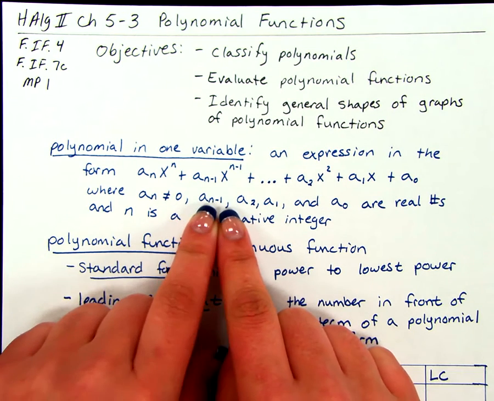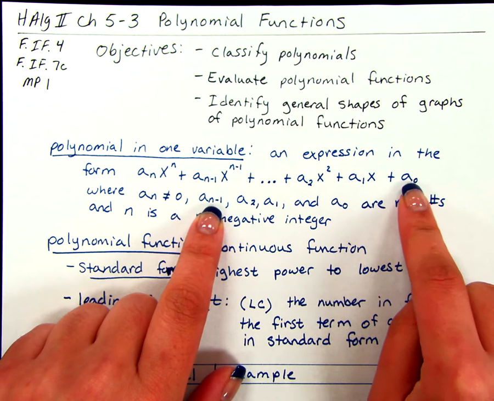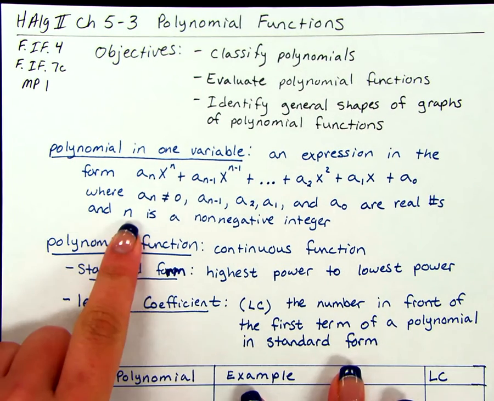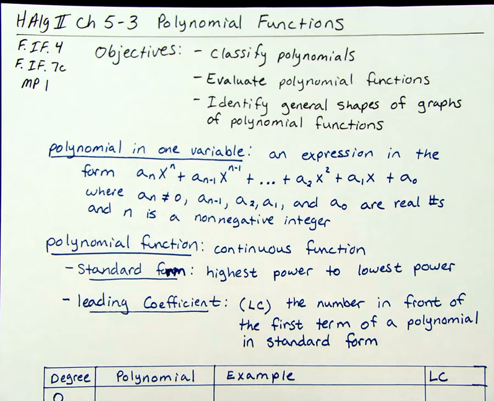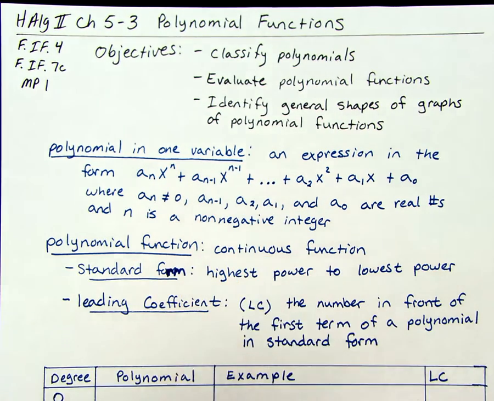The a's, so the a sub n minus 1, a sub 2, a sub 1, a sub 0, are just numbers, and we're putting subscripts with them to show that they can be different numbers. And they have to be real numbers, so they can't be imaginary. And n, the power on all of those, is a non-negative integer. So it has to be a whole number, and it cannot be negative. Also, like the name suggests, if it's a polynomial in one variable, we can only have one variable in the equation. So if we have an x and a y, that's no longer a polynomial in one variable.